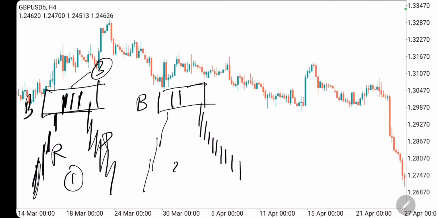So the second one is the amount of time. You need to take note of the amount of time spent at the zone. Okay, time spent at the zone. The greater the amount of time the base of a zone took to form, the lesser the probability of success of that demand or supply zone. All right, what do I mean?